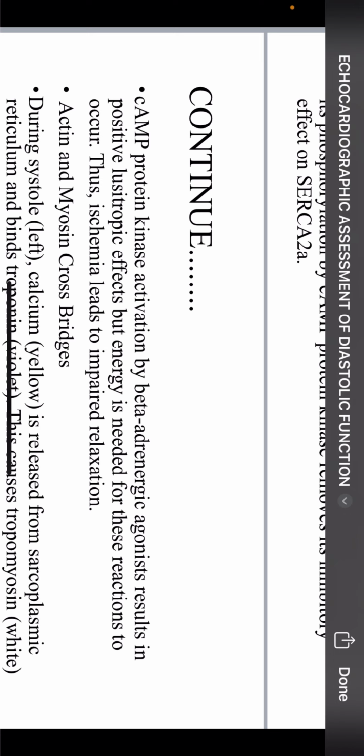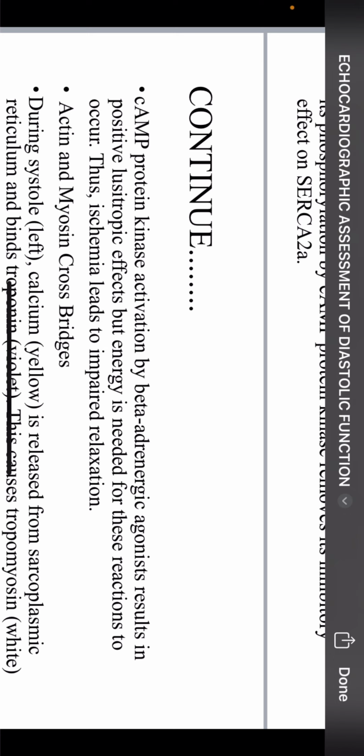Cyclic AMP protein kinase activation by beta-adrenergic agonists results in a positive inotropic effect, but energy is needed for these reactions to occur. Thus, ischemia leads to impaired relaxation. What is ischemia? Ischemia is just a mismatch in oxygen supply and demand, and then failure to remove the waste products produced by cells, for example, lactic acid and carbon dioxide.